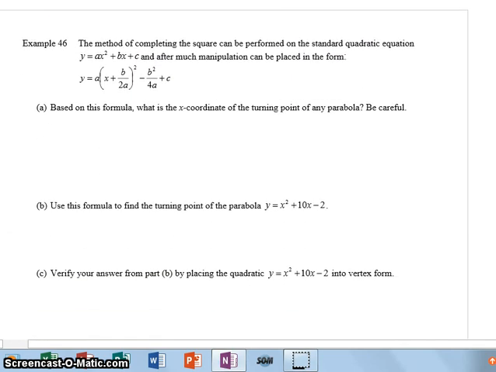Moving on to 46. The method of completing the square can be performed on a standard quadratic equation, and it gives this. It says, based on this formula, what is the x-coordinate of your turning point? Remember, the x-coordinate is always the opposite of what you see inside. It's always the opposite sign. So that means the formula would be negative b over 2a. And this might be familiar to you from algebra because you did learn the x-coordinate here. Don't forget, though, it's the opposite sign.